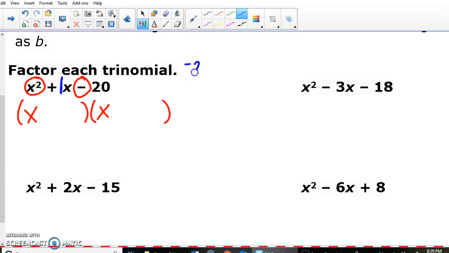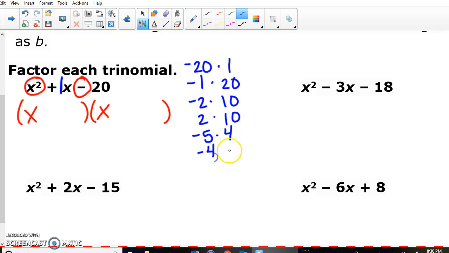So when I list out my factors, I could do negative 20 times a positive 1 to get me my negative 20. Or I could do a negative 1 times a positive 20 to get me my negative 20. Both of these combinations would work. So basically when you have it like this, you have twice as many combinations you need to sort through to see which one will work. So I could do 20 times 1, switching the negative. I could do negative 2 times 10, or a positive 2 times 10. I could do a negative 5 times 4, or a negative 4 times 5. Any of those would work.